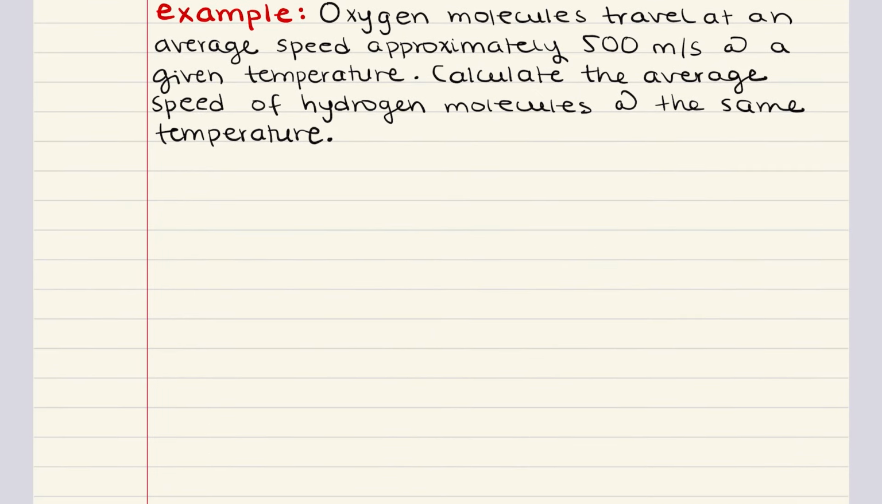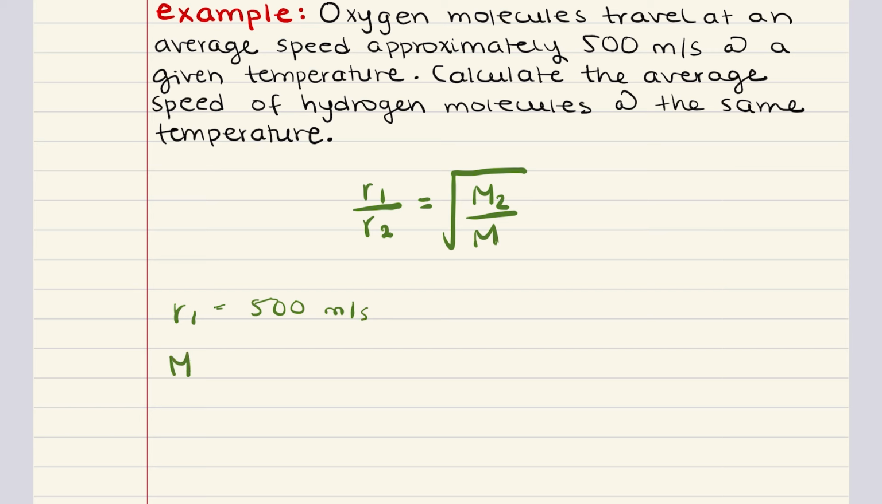This example says oxygen molecules travel at an average speed of approximately 500 meters per second at a given temperature. Calculate the average speed of hydrogen molecules at the same temperature. Now here we're going to use Graham's law because it relates the rates of effusion for two different gases to their molar masses. Now we have the effusion rate for oxygen gas that is equal to 500 meters per second. We can also calculate the molar mass for oxygen gas that's equal to 32 grams per mole, and the molar mass for hydrogen gas, which is equal to 2 grams per mole.